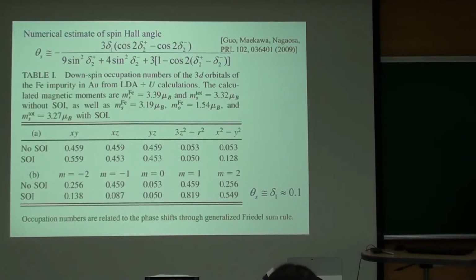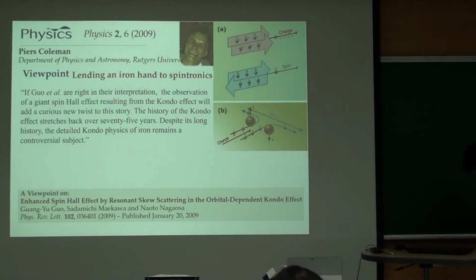Now, this was very interesting, and the editor asked this Kondo expert, Piers Coleman, and some of you may know him very well. He was here in Taiwan last year. Anyway, he's TKD's friend. So he wrote a comment saying that if we are right, the observation of giant spin Hall effect results from the Kondo effect, and we add a new twist to this story.